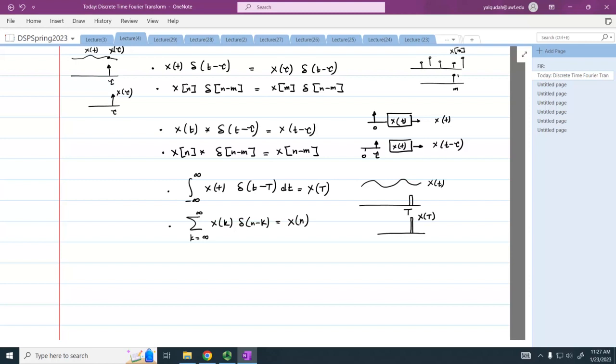Make sense? What are these two properties called? Excellent. Sifting property. Why is it called sifting property? Because I sifted from all this signal the value at this x of t. Make sense? That's why it's called sifting property.